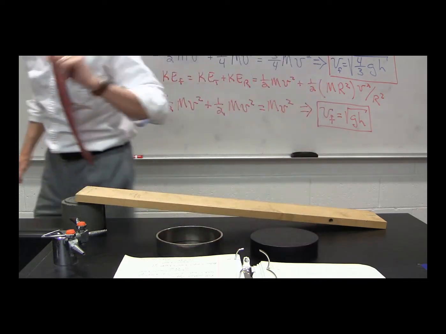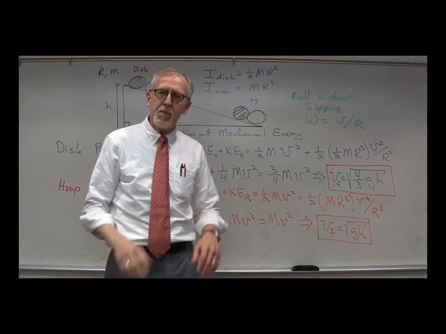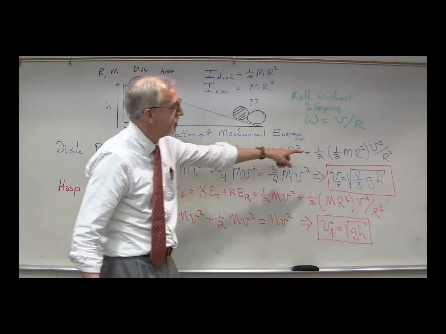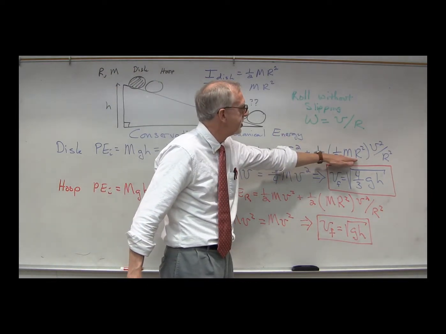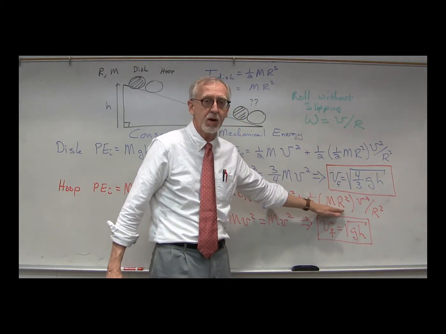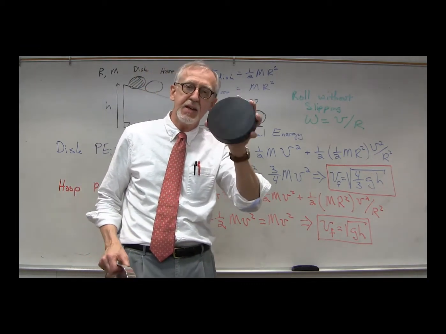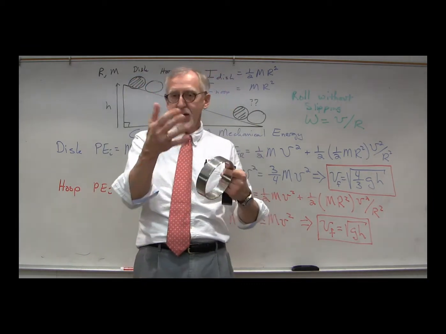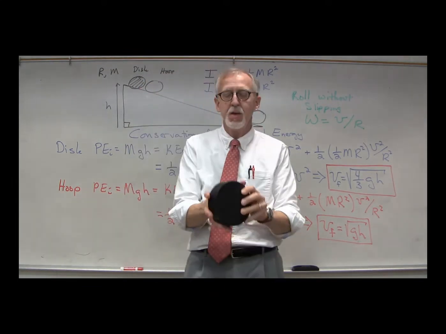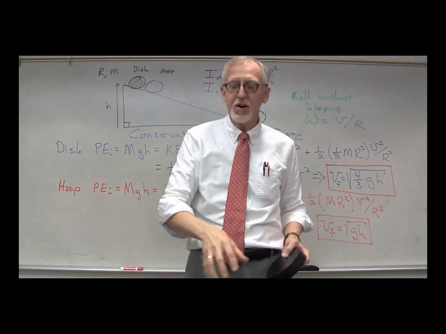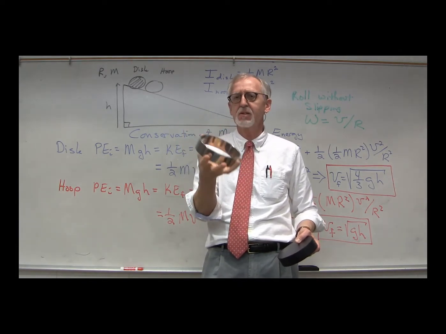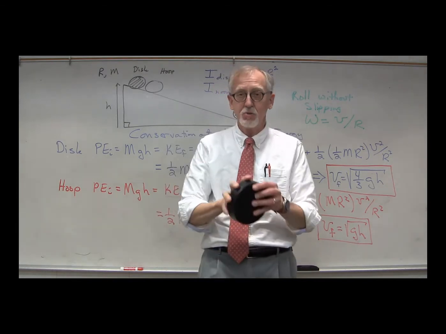So let's take a look at the numbers again. So what's the bottom line? Why is it that the disk got to the bottom before the hoop? Well, the basic idea is right here. The moment of inertia for the disk is 1/2 mr squared. The moment of inertia for the hoop is mr squared. It's easier to rotate the disk than it is the hoop. And I wish that you could actually try this. If you actually hold both of these in your hand and try to rotate them, if you try to rotate the disk, you can do it fairly easily, but if you try to rotate the hoop, it's actually much harder. You can really feel the difference. It's harder to rotate the hoop than it is to rotate the disk.